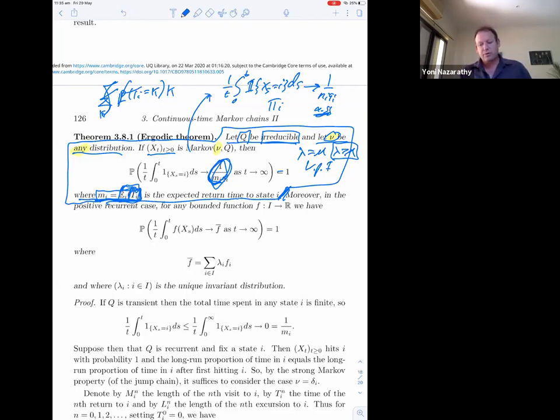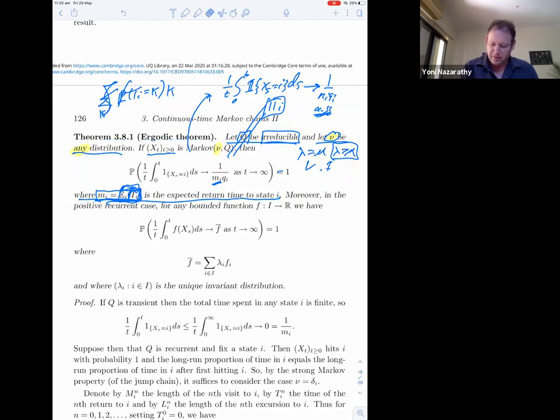Now we're going to the more specialized case. When I said here before that this was pi_i, it is pi_i if m_i is not infinite. If m_i is infinite, this is clearly not pi_i. So that's how this theorem is stated.